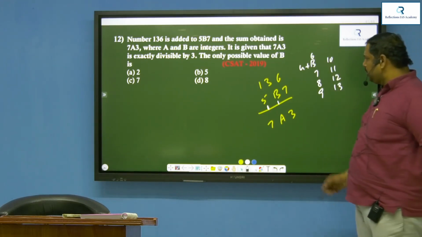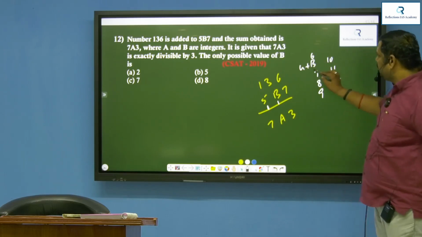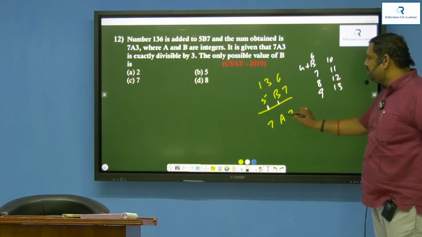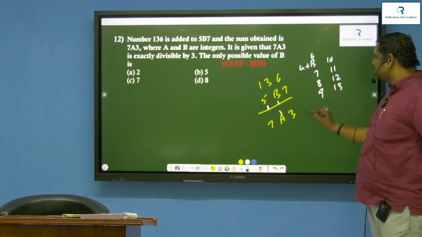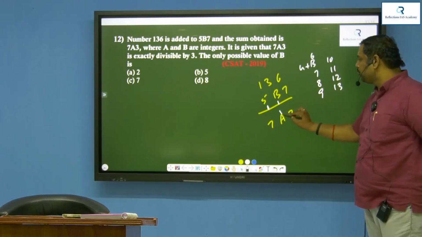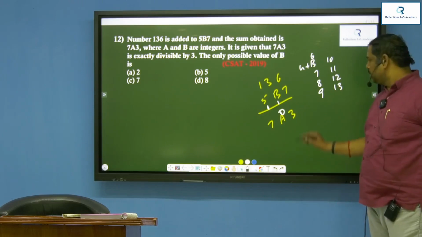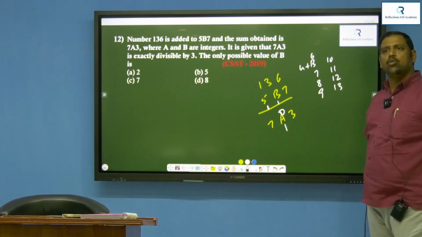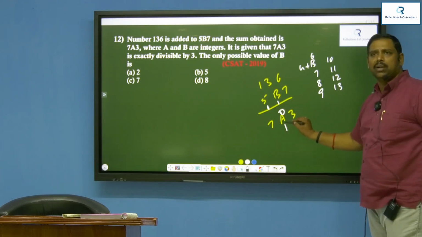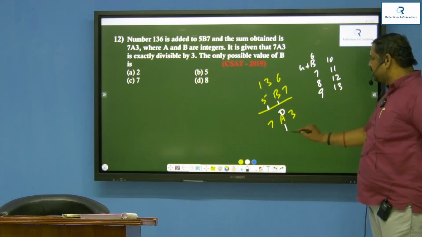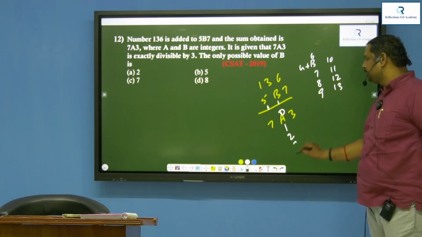Now tell me here, if 4 plus B is 10, it is 0. 0 is one possibility. 11 means it is 1, right? A value will be 1. Yes or no? In 11, 1 you will write here, 1 you will write here, right? Automatically A will be 1. 12 means 2, 13 means 3.